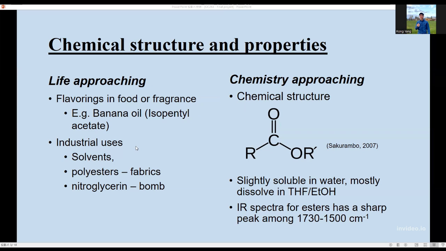In chemistry, an ester is composed of a carbonyl group and an alkoxy group. It is slightly soluble in water. Mostly it dissolves in organic solvents such as THF or ethanol. In IR spectra, esters have a sharp peak at around 1730 to 1500 wavenumbers.